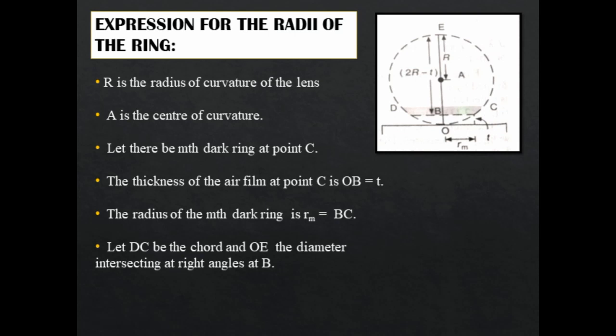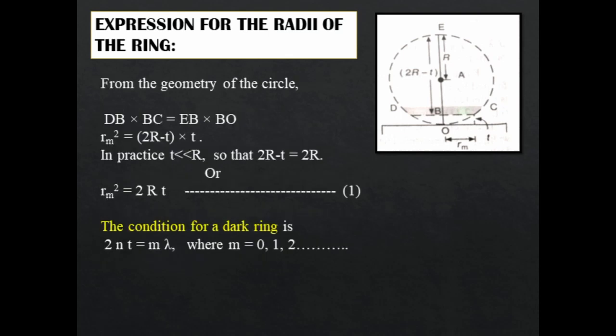Here at a point C, a dark ring will be formed and the thickness of the air film at that point will be T. The radius of the ring for the dark ring is CB, and it will be r_m. We use the geometry relation DB into BC is equal to EB into BO. So here BC equals DB.